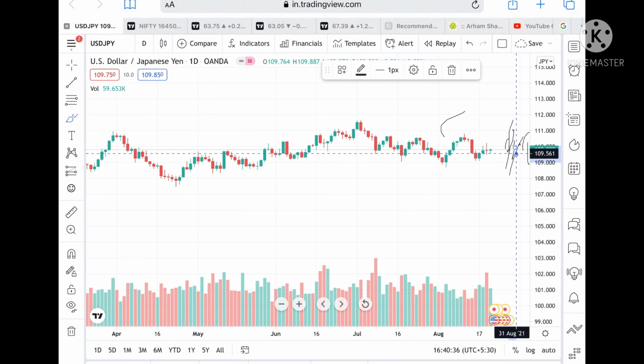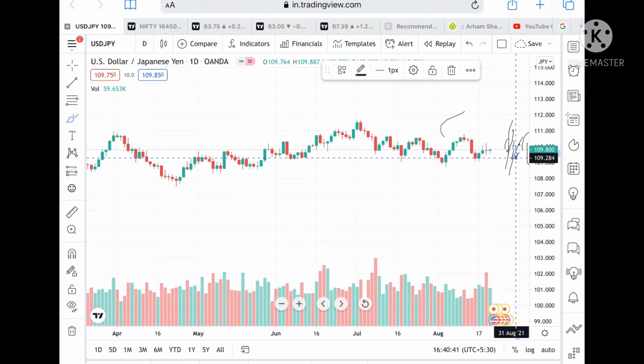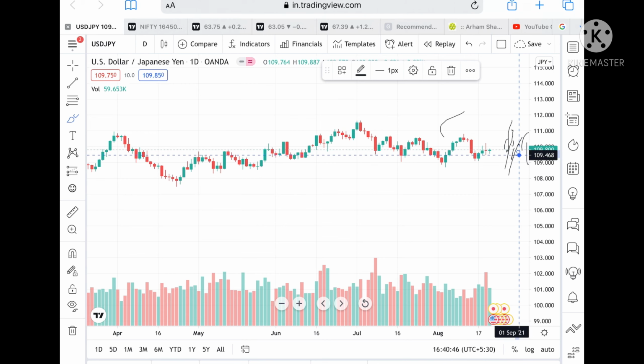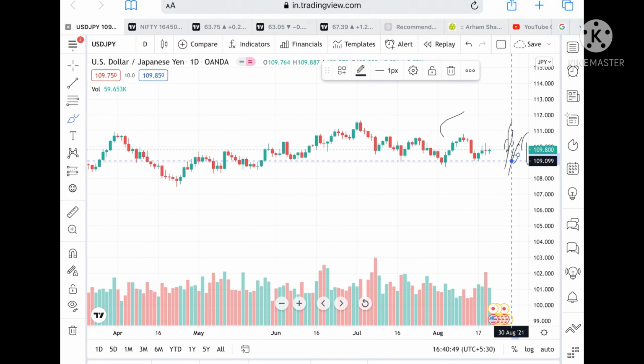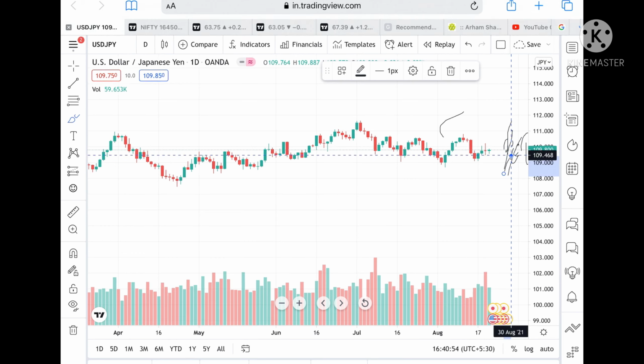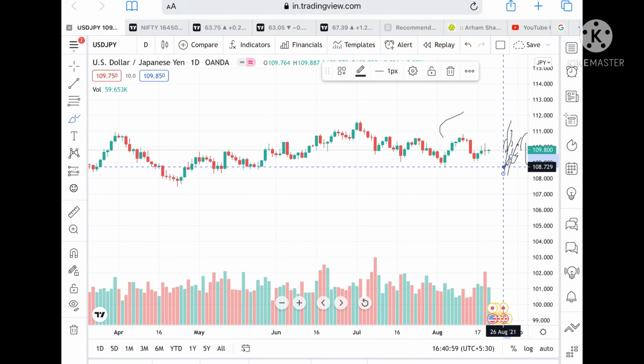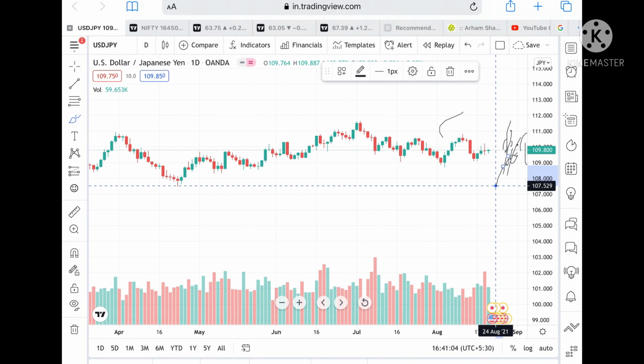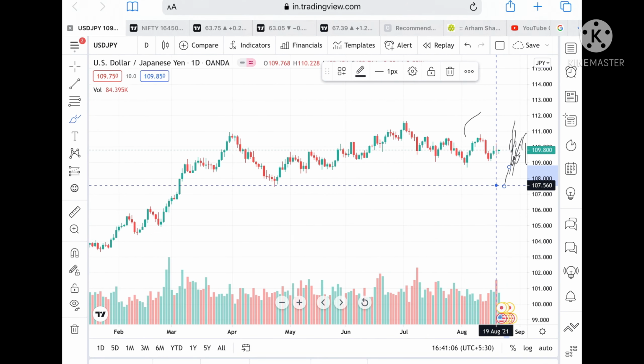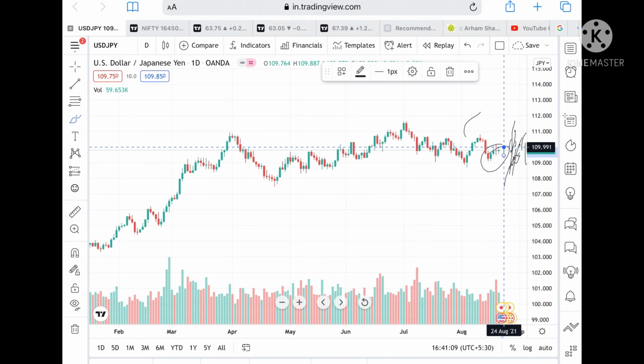Suppose if it didn't sustain this level, then we can see a level of 109.561. If it goes, then chances are high that it can go further low to a level of 109.468, and then we can see a level of 109.099, and these levels are already tested twice. So what you have to keep in mind is that if it goes below a level of 109.468, then we can see further low to a level of 108.729, and once this range breaks, it can go further low to a level of 107.560. So this range is very important. Once this range breaks, we can see further upside or downside movement in USD JPY.